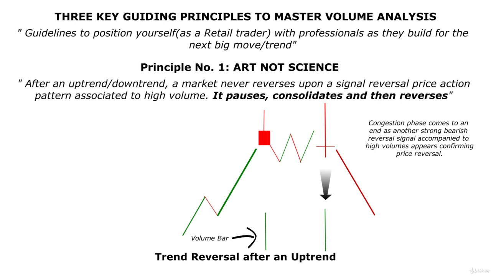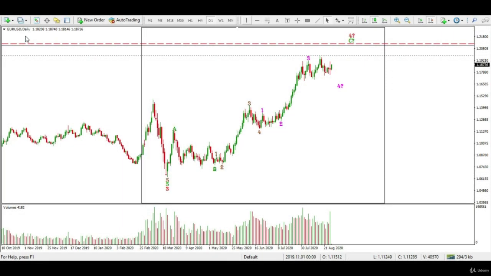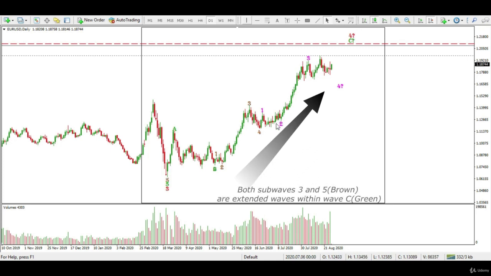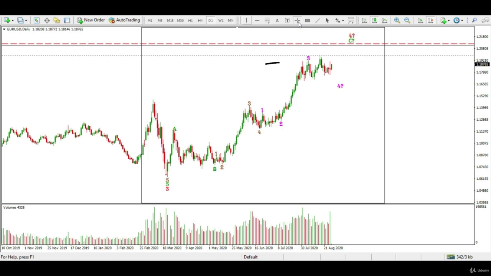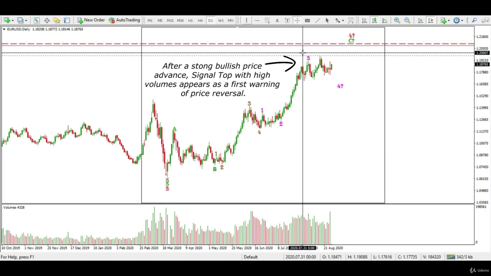Let's understand the first principle using a very interesting and live example of euro dollar on a daily chart. This current price activity is within wave C of wave 4 on one larger degree, as you see here. Starting from this point where wave B terminated, you can see that buyers enjoyed a sharp price advance on this pair. Even within sub-wave 5, the third wave was an extended wave. Now to understand the principle of volumes, notice how this signal top candle associated to high volumes stopped this price advance.